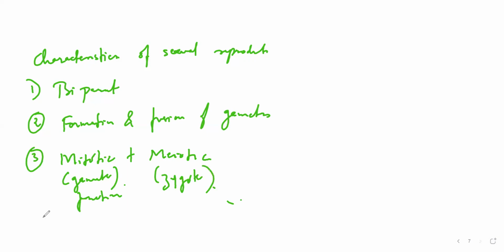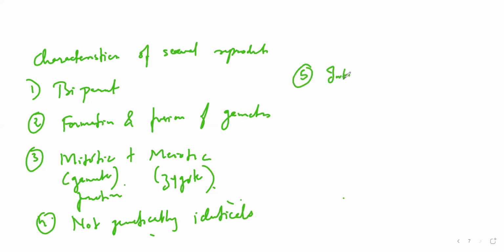Then the fourth one is that they are not genetically identical, meaning they are not exact clones or copies of their parents. Then the fertilization process that occurs here will most probably be internal fertilization. So these are some basic features or characteristics of sexual reproduction.